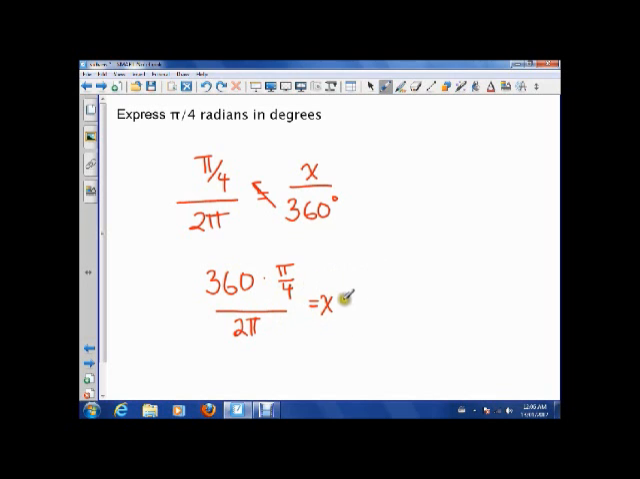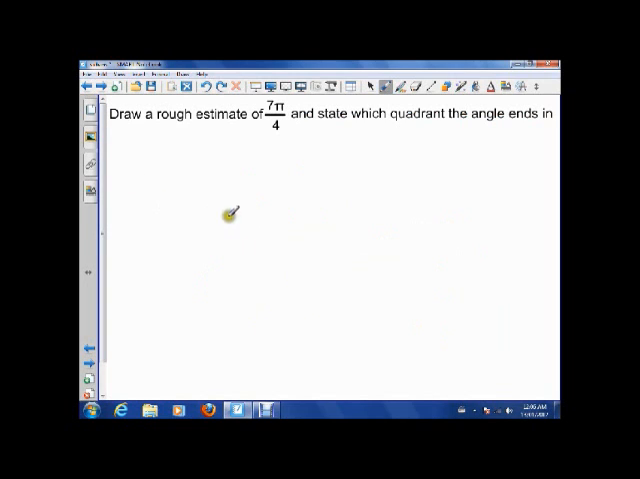Now let's simplify that. 360 times pi divided by 4: the 4 divides the 360, so 360 divided by 4 is 90, which gives us 90 pi over 2 pi is x. The pi's cancel each other out, and we get 90 divided by 2 is 45 degrees. So exactly the same process, except now we know something that we didn't know before. Now let's do one more thing.